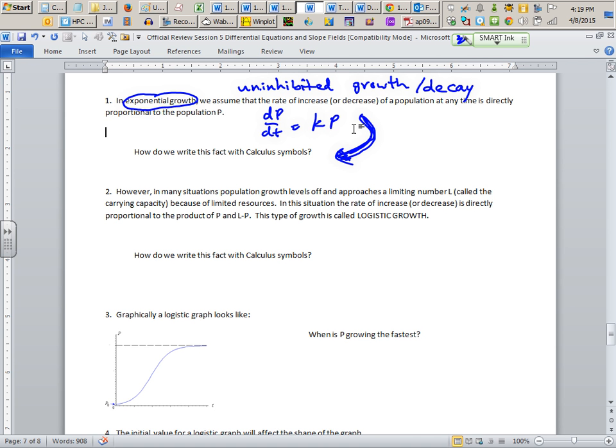Okay, however, in many situations, population growth will level off and approach a limiting number L. This is called the carrying capacity, and this is because of limited resources. In this situation, the rate of increase or decrease is directly proportional to the product of P and L minus P. This type of growth is called logistic growth. How do we write this with calc symbols? This is the one where it's dP/dt equals k times P times L minus P.